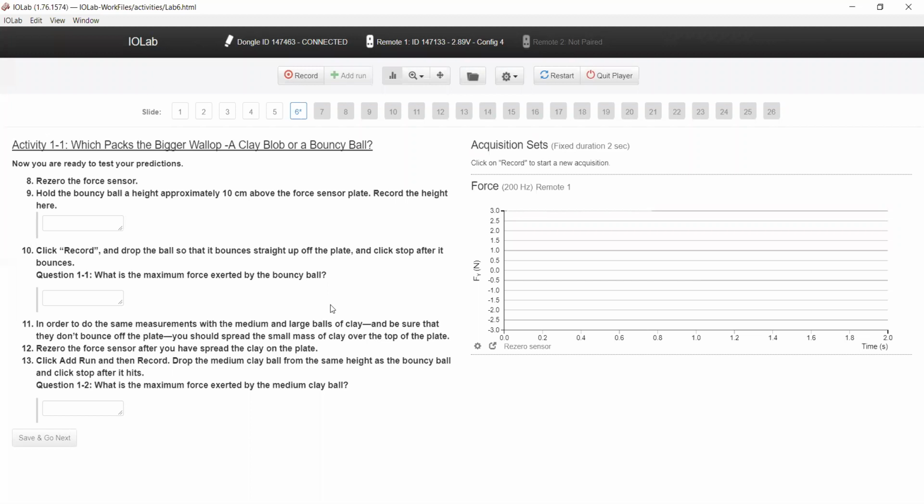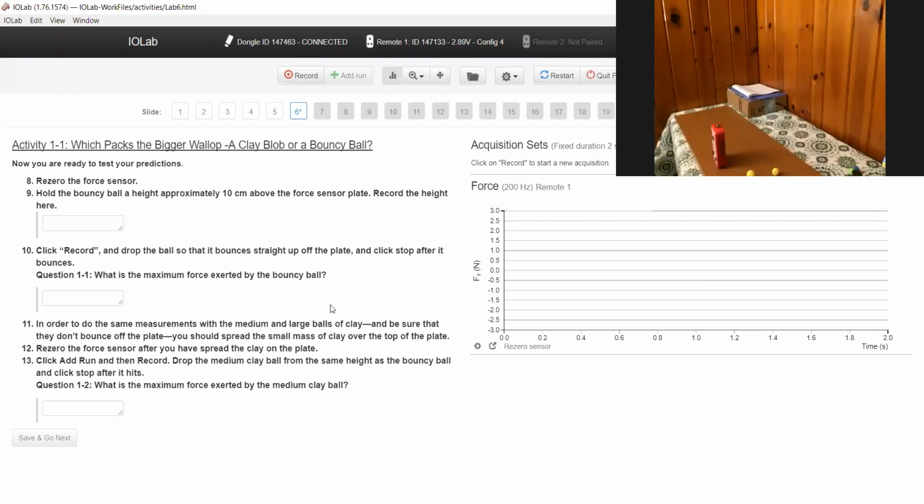Now we'll test our predictions here. We'll zero the sensor without having anything on it. Then you can click on zero sensor. Then hold up the bouncy ball approximately 10 centimeters above the 4 sensor plate and record the height. You can just hold it around approximately 10 centimeters, or you can use the scale.